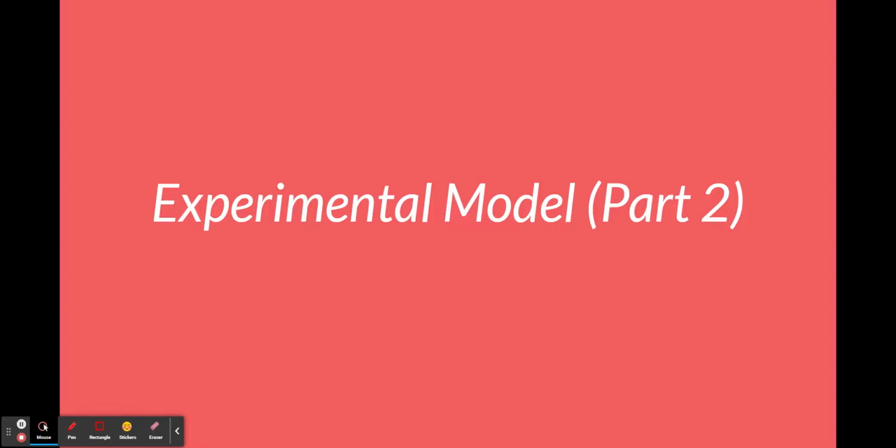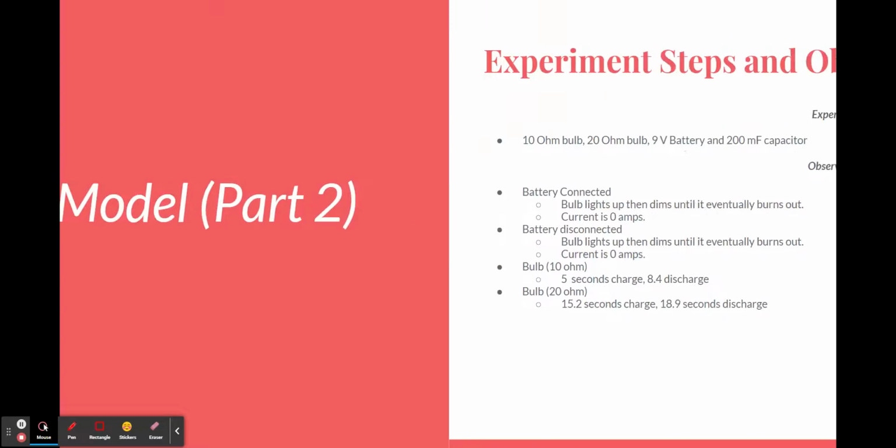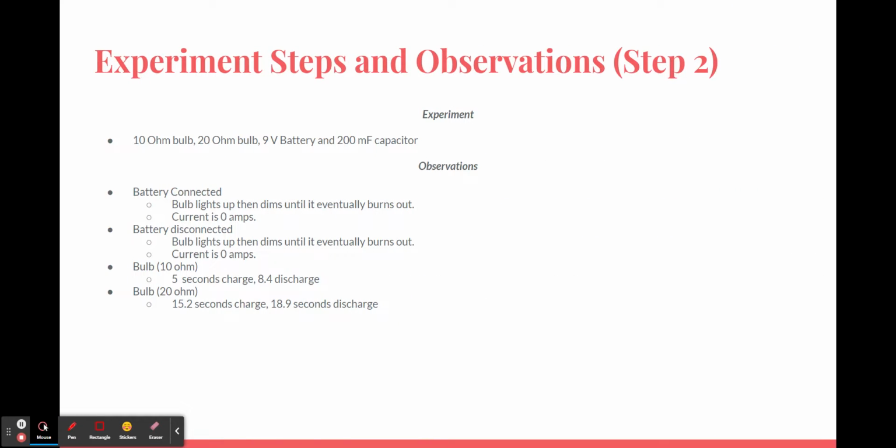Now for the experimental model, part 2. The next experiment that we did involved a 10 ohm bulb, a 9V battery, and a 200 millifarad capacitor, and then a 20 ohm bulb with the same battery and the same capacitor. When the battery was connected, the bulb lit up and then dimmed until it eventually burned out. The current also decreased to 0 amps. When the battery was disconnected, the bulb lit up, then dimmed, and then burned out as well. And the current also decreased to 0 amps.